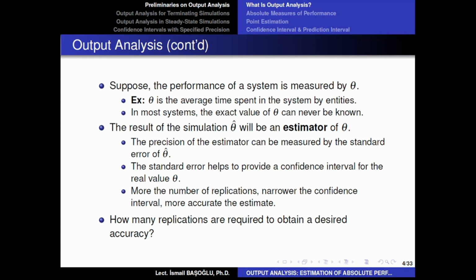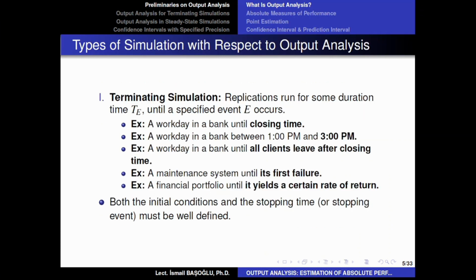So how many replications are required to obtain a desired accuracy is the question. The final question that we are going to answer in the chapter is this. So how many replications should you run? If you run too many replications, then it is going to be more and more accurate, but is that necessary, to wait that long time? So we need to determine what is the necessary amount of replications, because we do not want to wait so long to come up with the results.